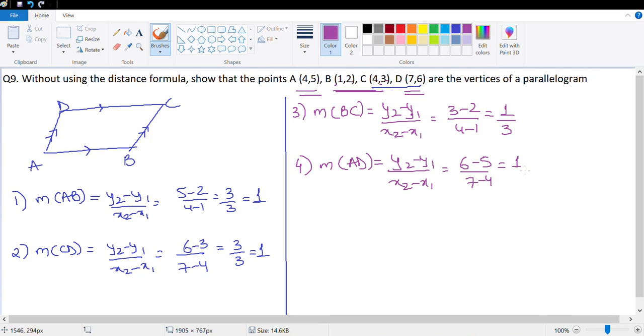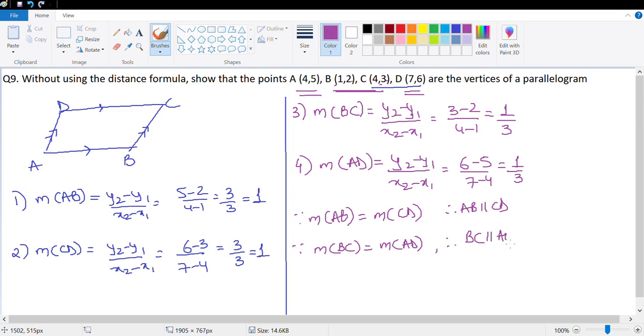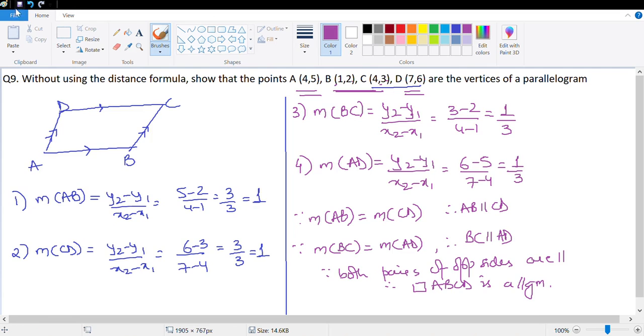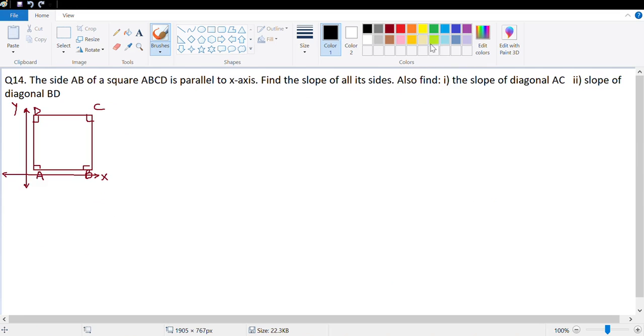That's 1 upon 3. Since slope of AB is equal to slope of CD, therefore AB is parallel to CD. Similarly, since slope of BC is equal to slope of AD, therefore BC is parallel to AD. Since both pairs of opposite sides are parallel, therefore quadrilateral ABCD is a parallelogram. Good, let's look at the next homework question. The next homework question was question number 14.